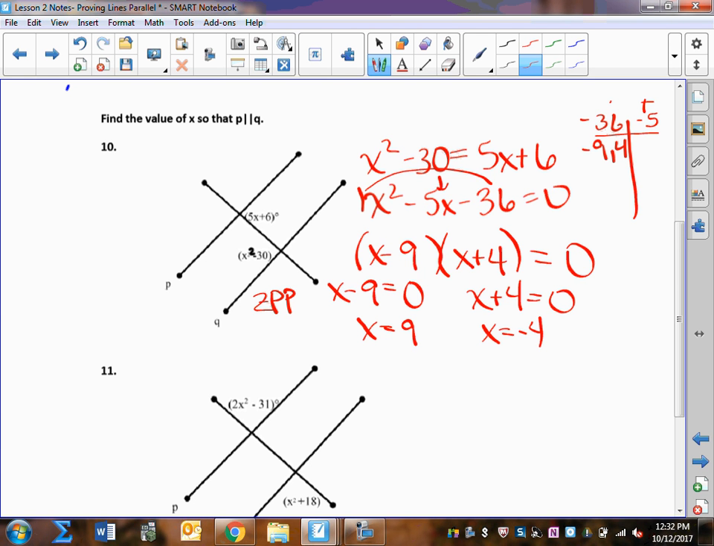So first of all, if I take 9 and put it in, will that give me a positive here? Yes. Positive here? Yes. Okay, so we can keep that. If I take negative 4 and put it in, do I get a positive here? No, it's a negative angle. We do not deal with negative angles in here. We cannot have a negative measure.